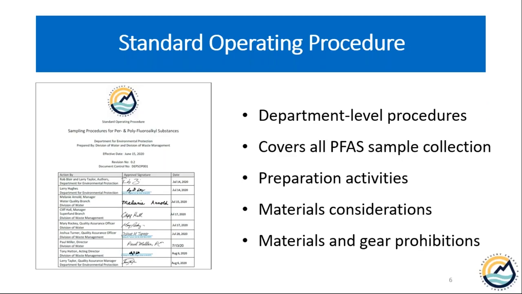We do have a standard operating procedure that was just updated in 2020. It includes department level procedures for collecting PFAS samples, and it also includes preparation activities and precautions, as well as considerations of materials and material and gear prohibitions. An important note is that PFAS is everywhere, and our lab can detect these chemicals down into the parts per trillion. And 1 part per trillion is the equivalent of 1 second in 31,710 years. So the potential, again, for cross-contamination is very heightened with these chemicals.